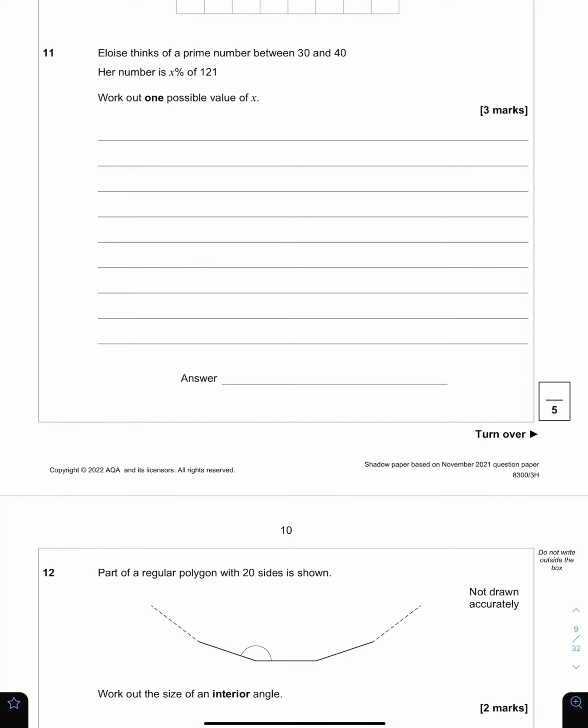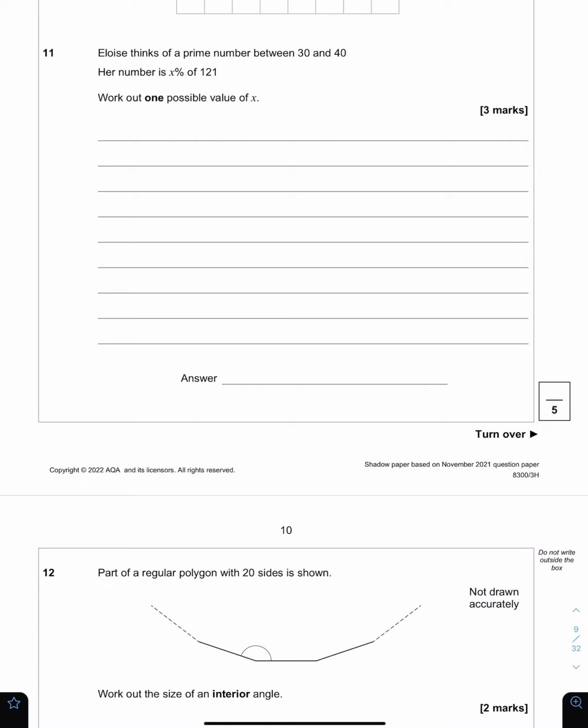Okay, next. Eloise thinks of a prime number between 30 and 40. Her number is X% of 121. Work out one possible value of X. Okay, well, this is an interesting one. Quite a few ways we can go about doing this.